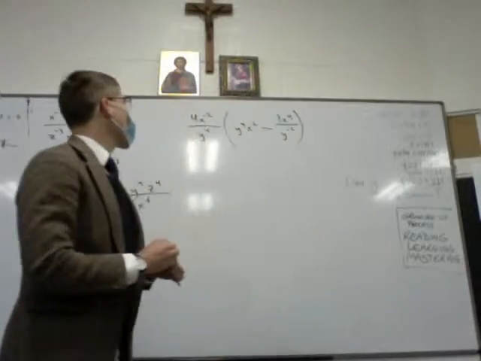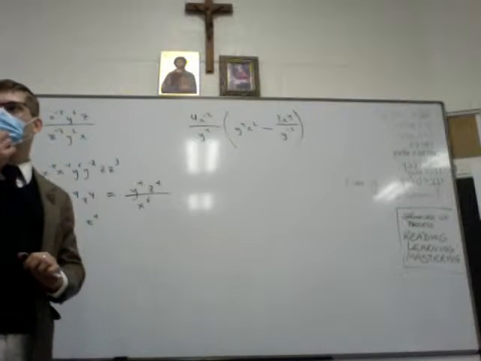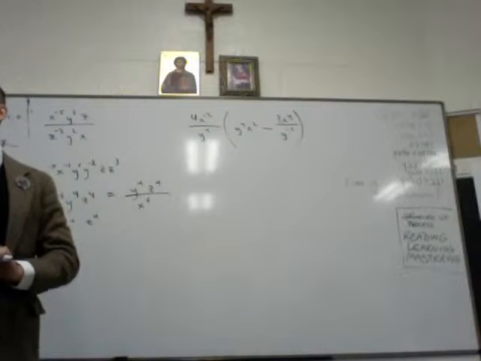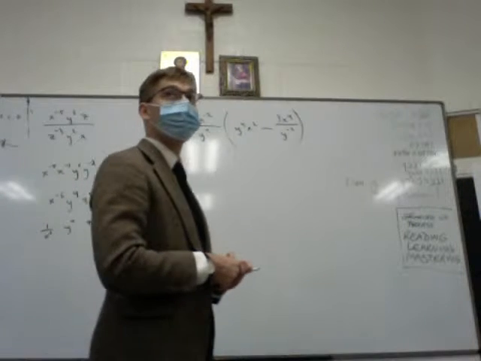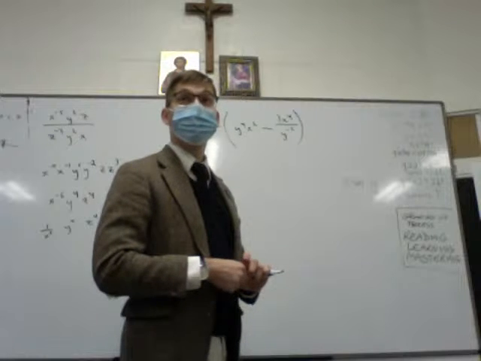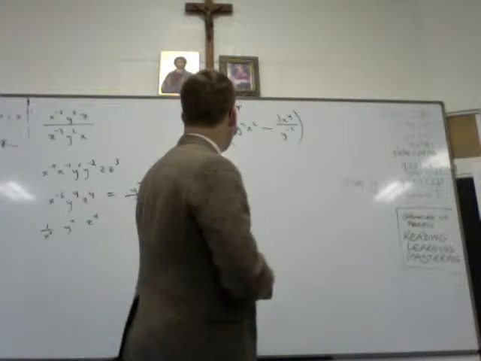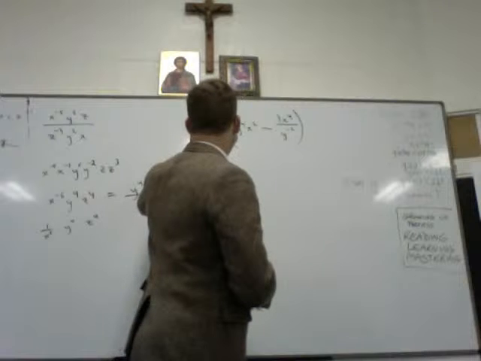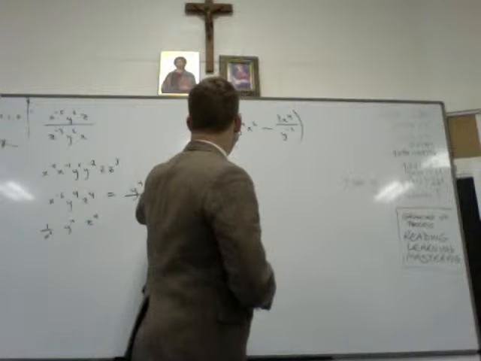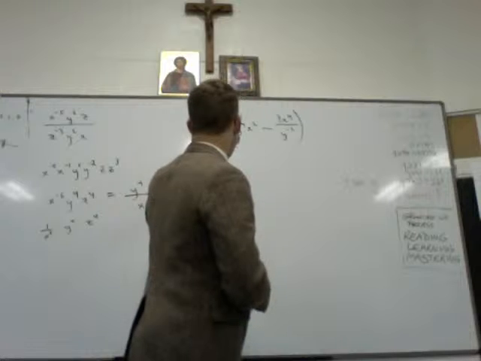What is 4x to the negative 2 over y to the fourth? How are we going to change that to make all of our exponents positive? Bring x to the 2 down. Right, so what is it going to become? 4 over x squared y to the fourth.